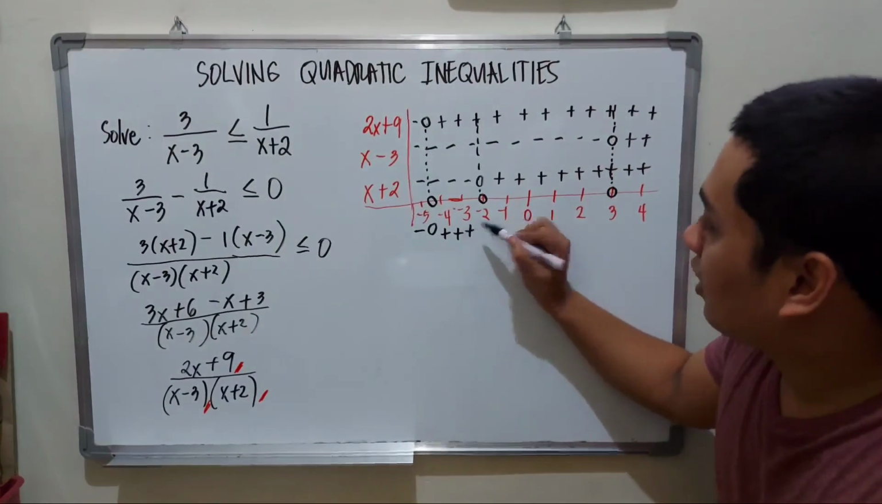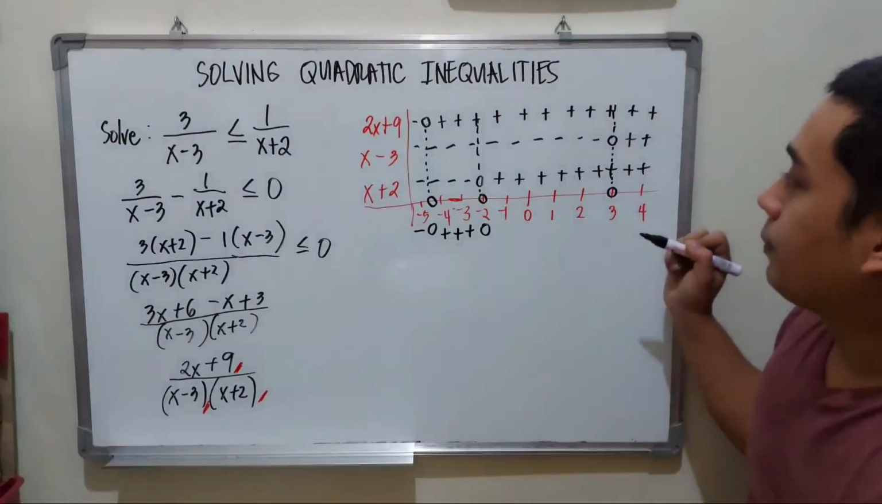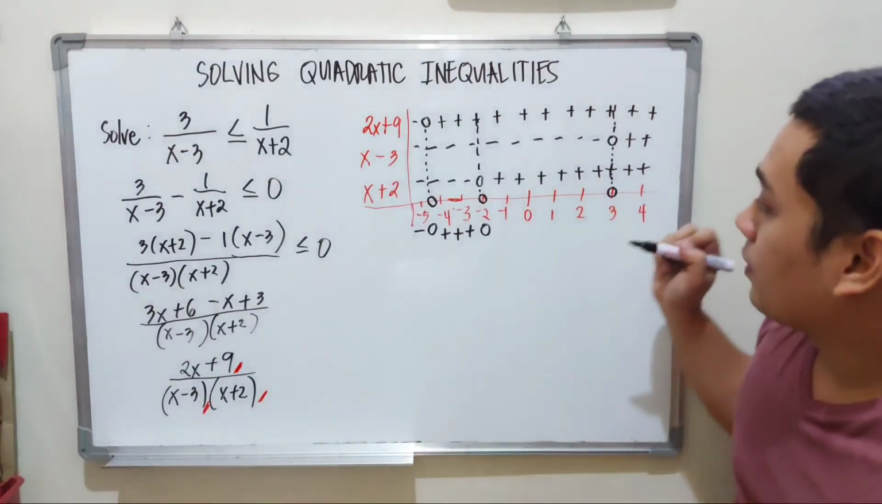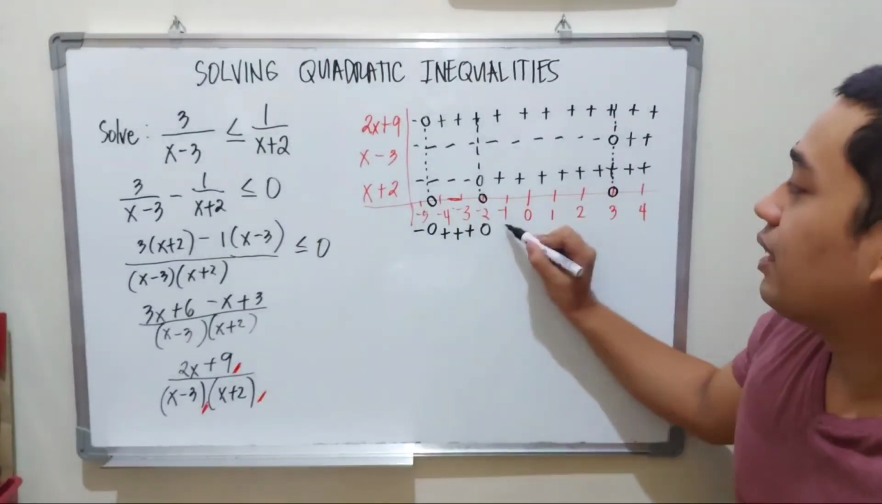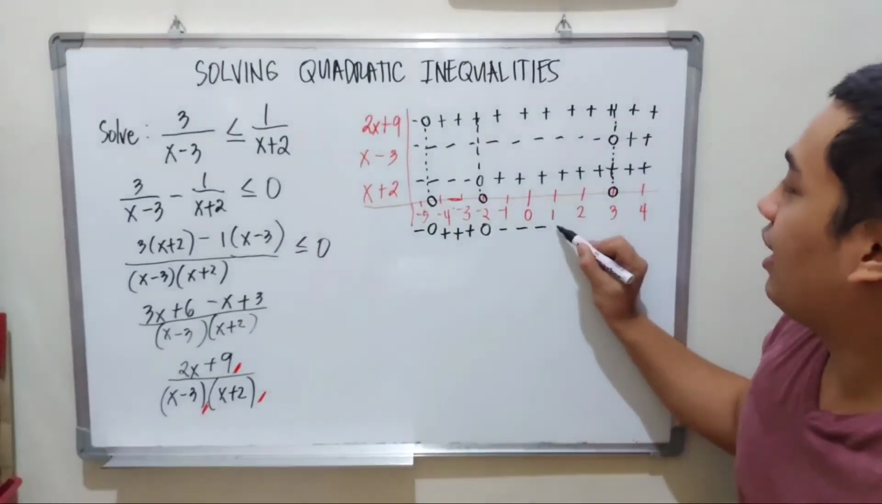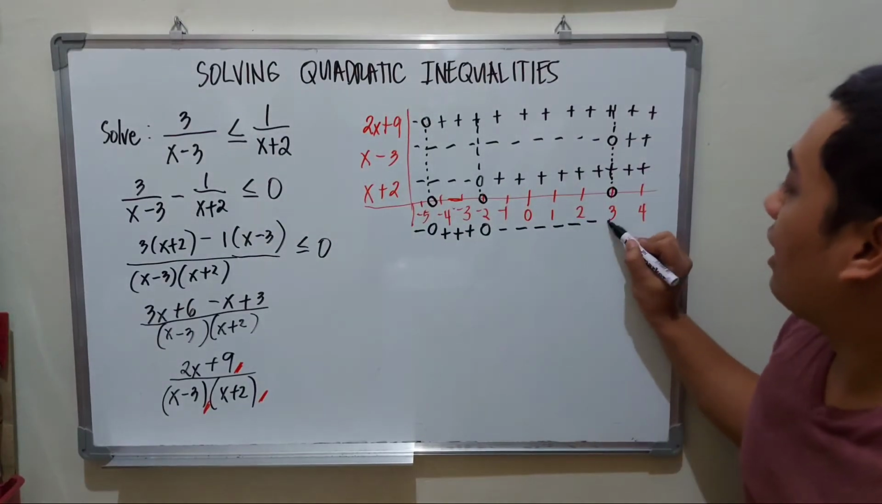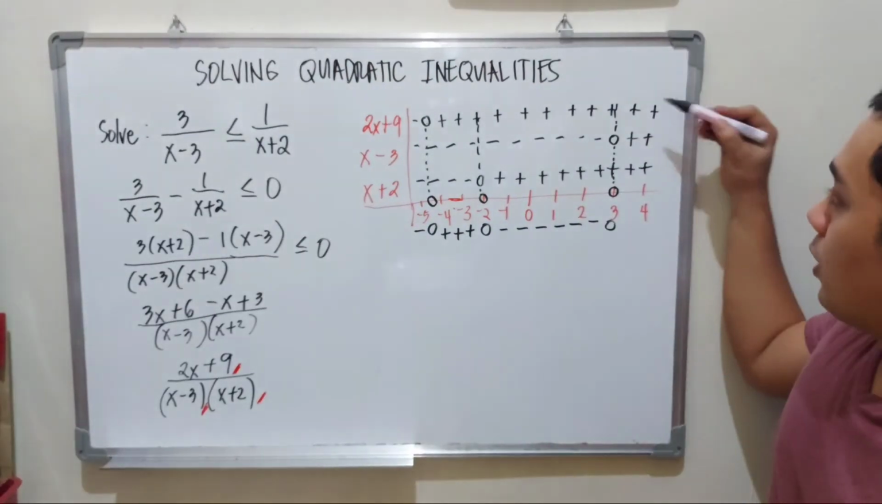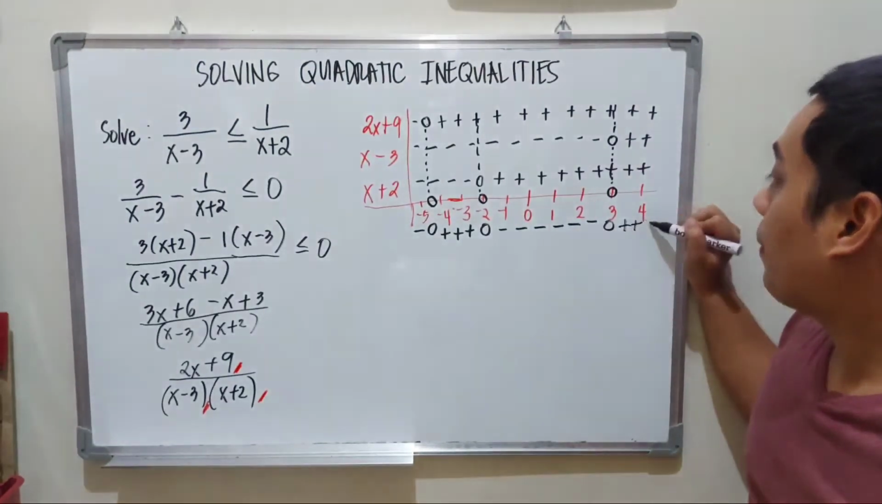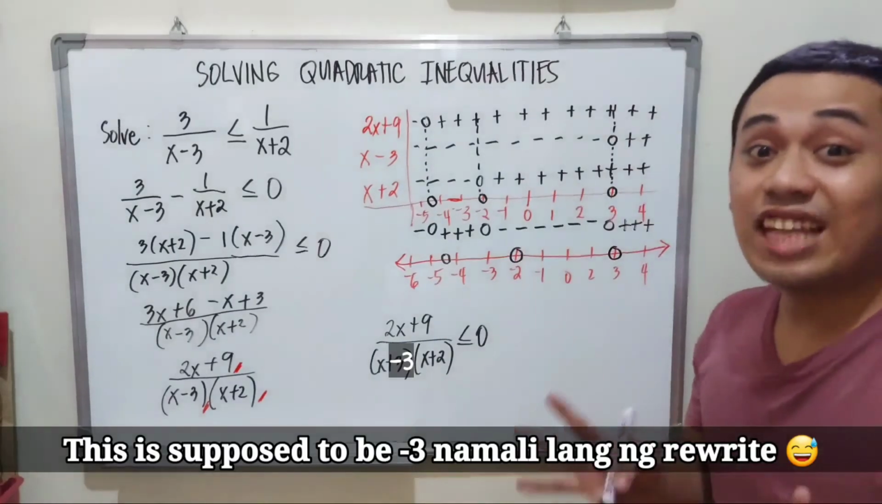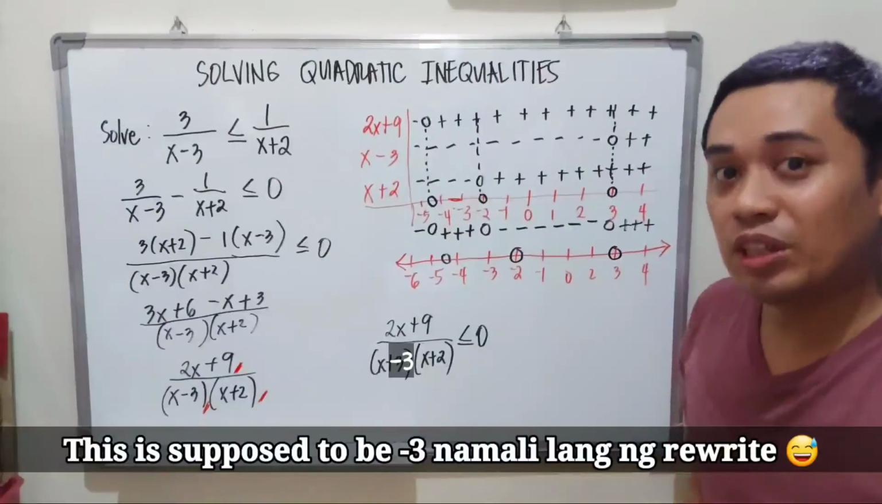Positive, positive, 0. Tapos ito, positive times negative, times positive, negative, negative, negative, negative, hanggang sa 0. Tapos, positive times positive times positive, lahat na to ay positive. Okay, this time, natapos na natin yung sign table natin.